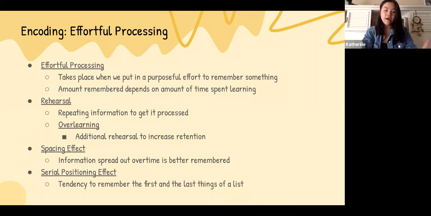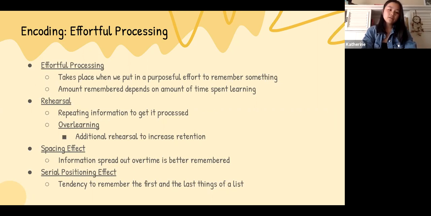And then we have effortful processing. Effortful processing takes place when we put purposeful effort into remembering something. The amount of information remembered depends on the amount of time spent learning the information. For effortful processing, you have to actually pay attention.